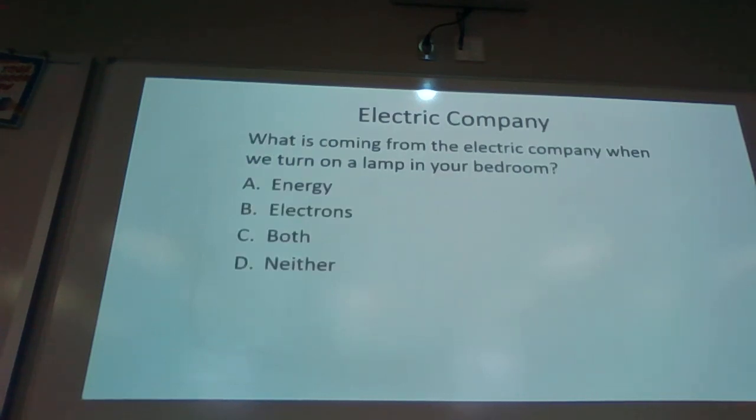Okay. So when you plug something in, what are you getting out of the outlet?